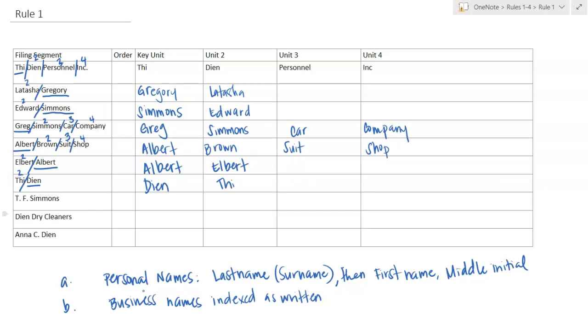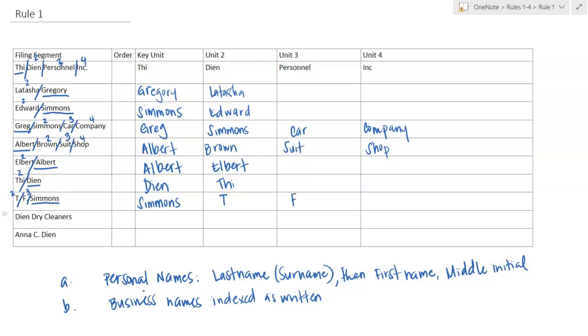Okay, and here we have T. F. Simmons. There is a space between the period and the F and between the period and the S here. So this is still a person's name, but because there are spaces between the T and the F, each one of these is a separate unit. Okay, so my key unit is Simmons. Unit 2 would be the T, and F is my unit 3.